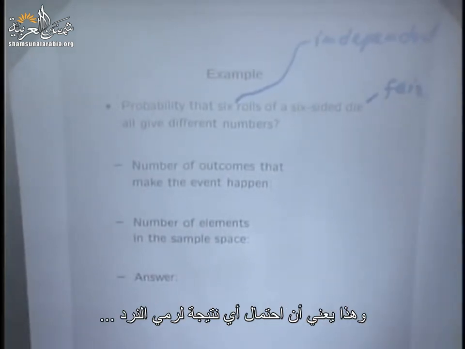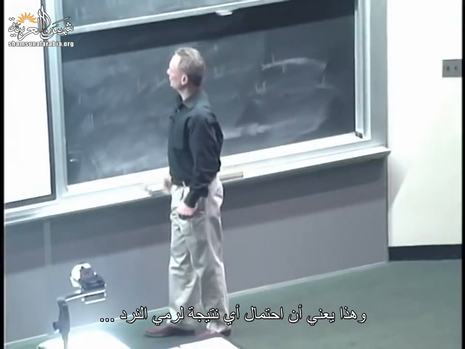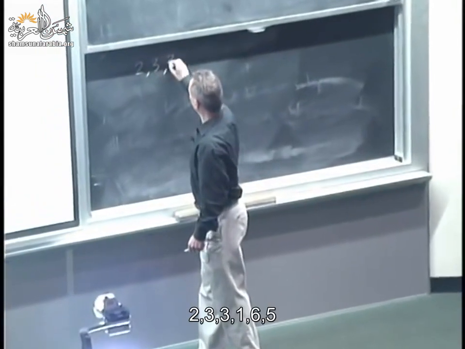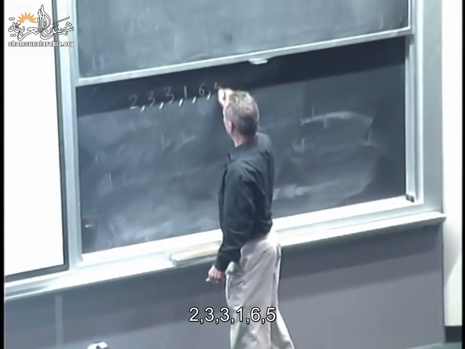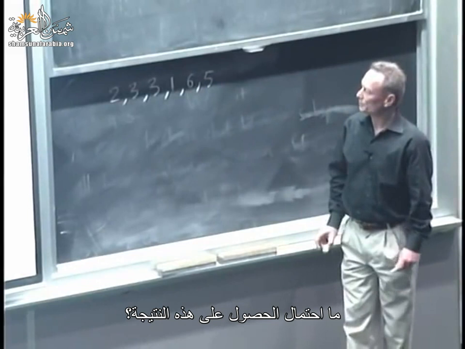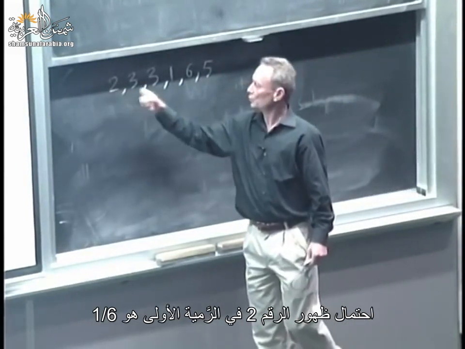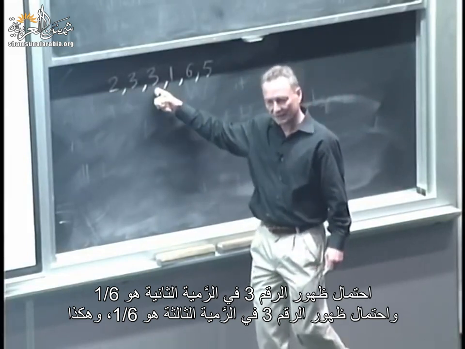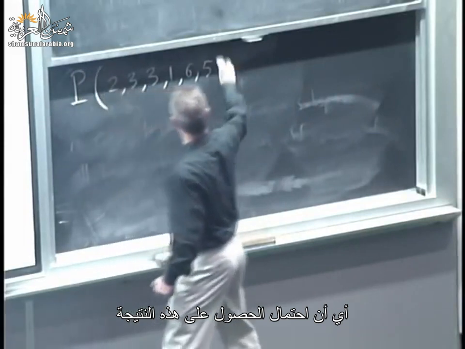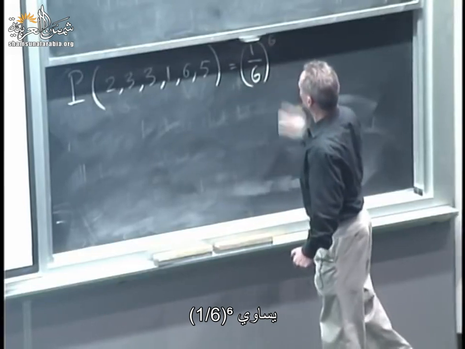So this means that the probability of any particular outcome of the die rolls, for example, so we have 6 rolls, one particular outcome could be 3, 3, 1, 6, 5. So that's one possible outcome. What's the probability of this outcome? There's probability 1/6 that this happens, 1/6 that this happens, 1/6 that this happens, and so on. So the probability that the outcome is this one is 1 over 6 to the 6th.